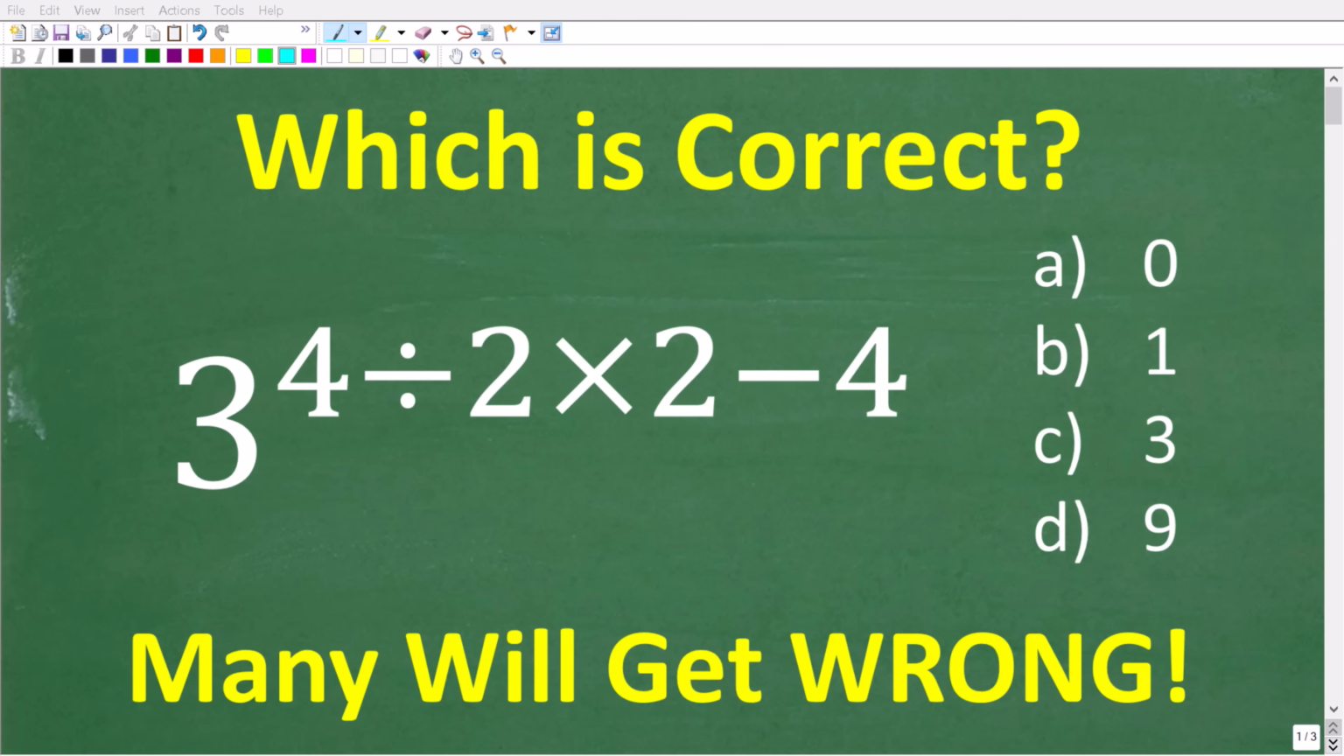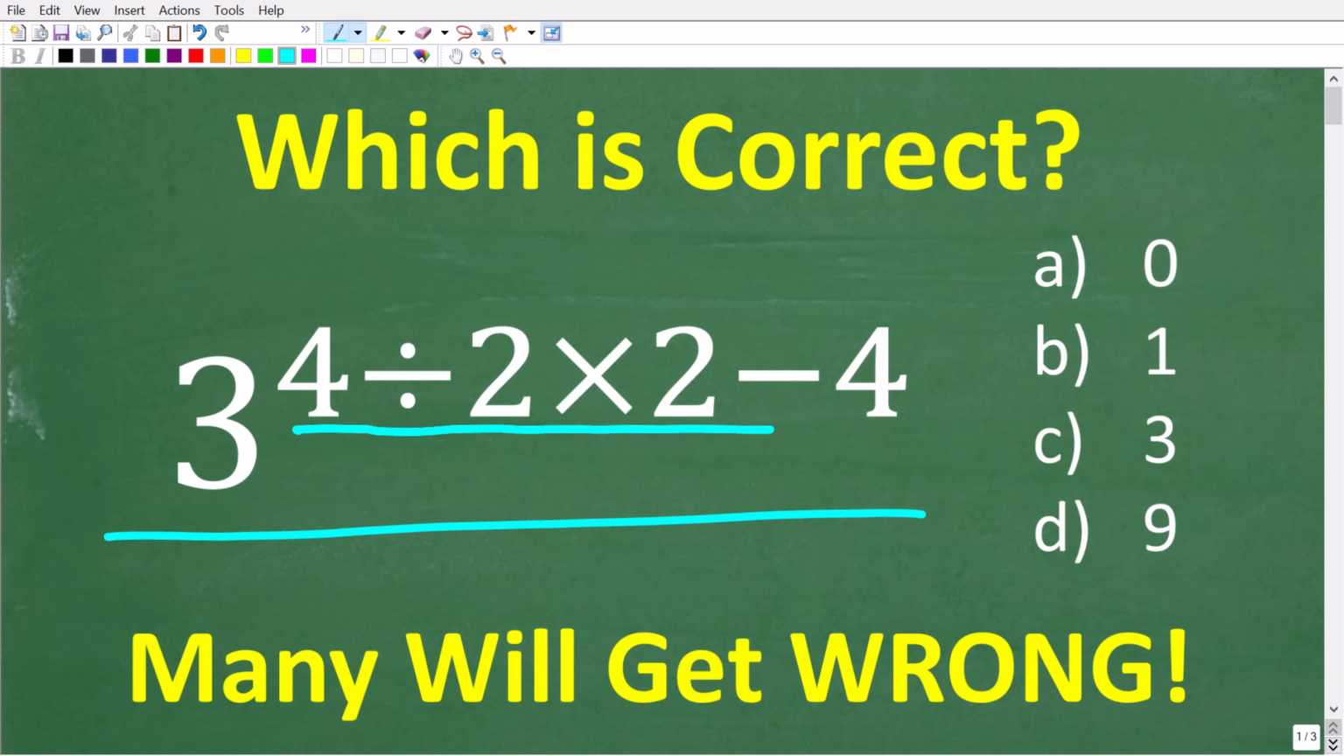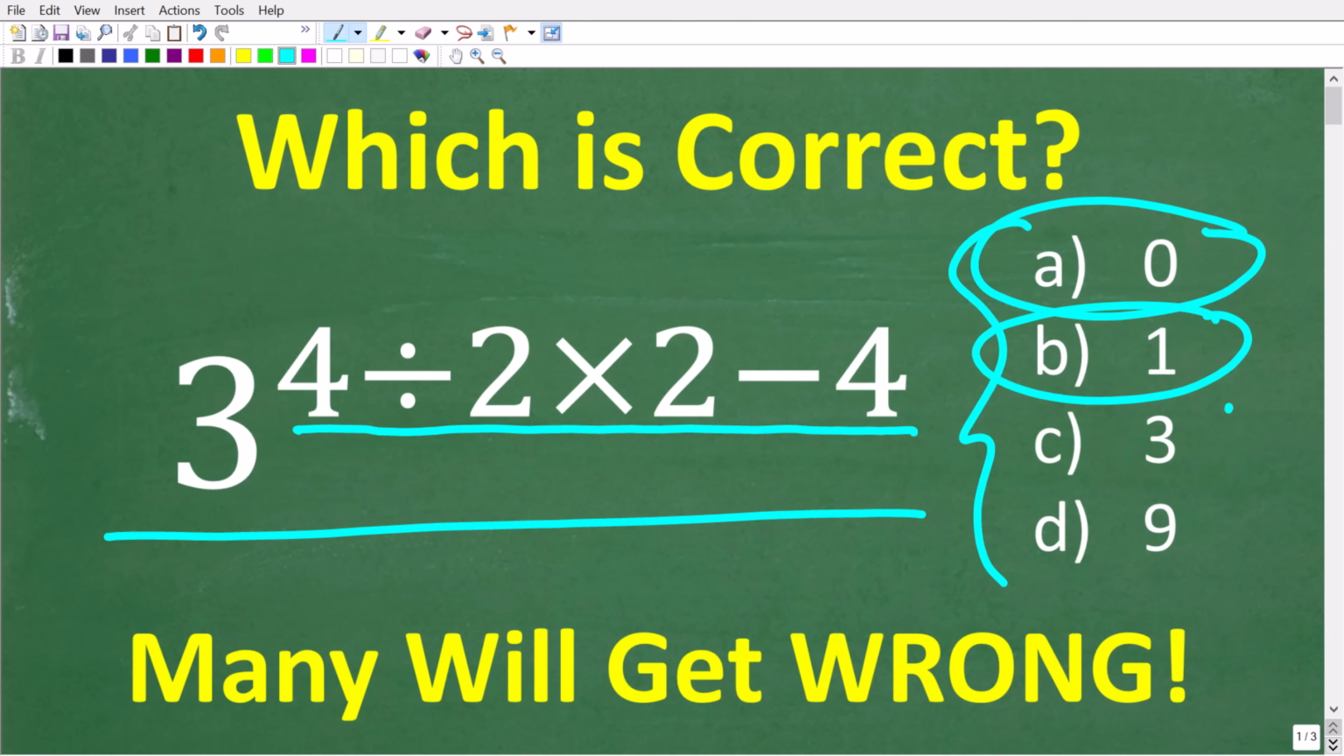If you remember how to do basic math, this should be a very easy problem to solve without the aid of a calculator. All right, let's take a look at the question. We have 3 to the 4 divided by 2 times 2 minus 4 power. Which is the correct answer? Is it A, 0, B, 1, C, 3, or D, 9?